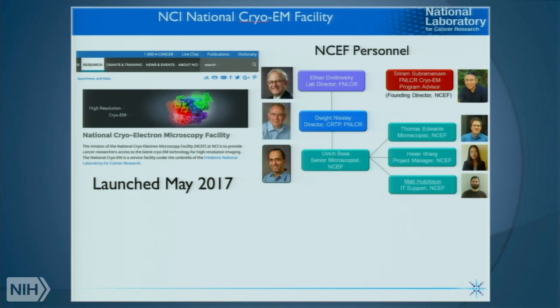And there are actually people that do this. This is done under the auspices of Leidos. Ethan Dimitrovsky is the new director of the entire Frederick National Lab program. Dwight oversees some pieces of it, and Ulrich, Thomas, Helen, and Matt are the team that run this.